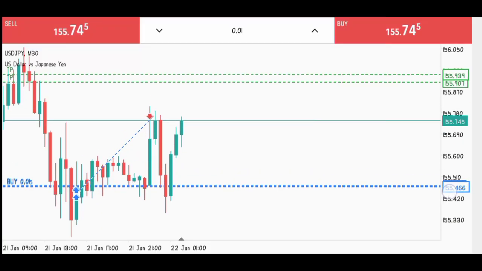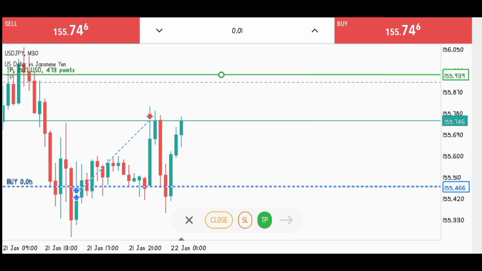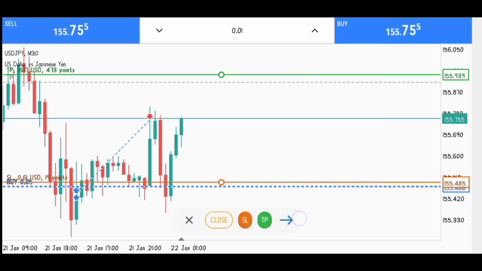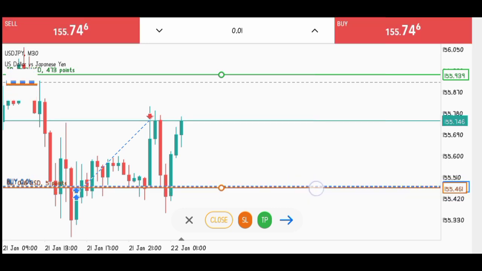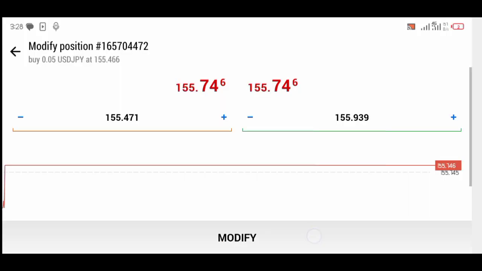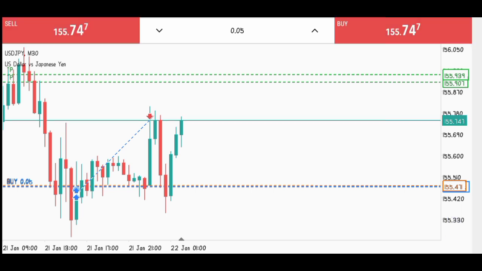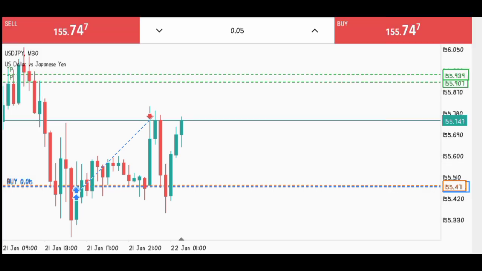I'll be setting break even now on most of the positions, 2 of them, because anything can still happen. Let's do this, just right above our entry. I let the one on 0.01 run like that. I'll close it myself.